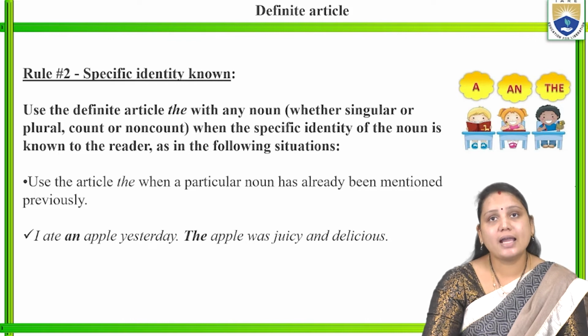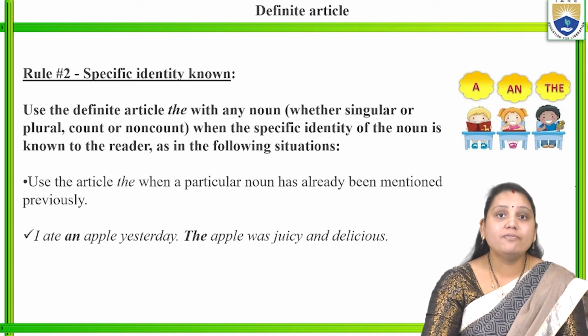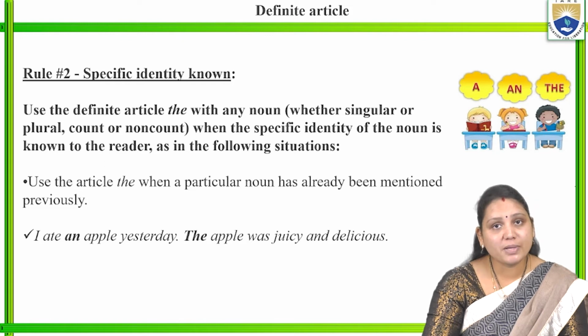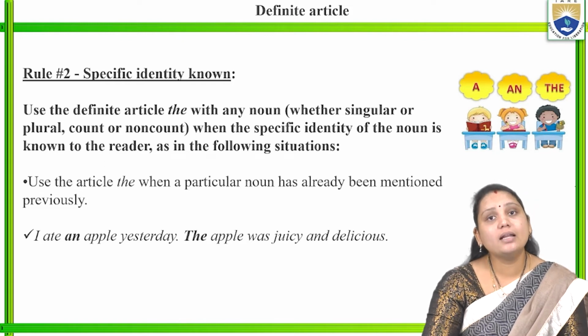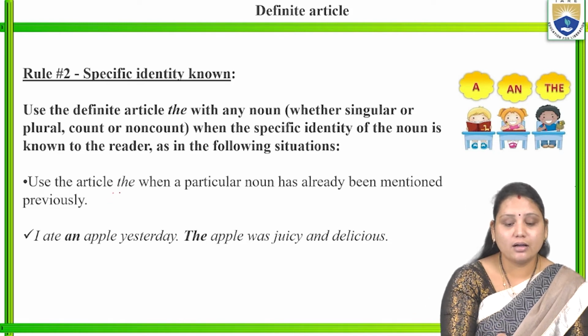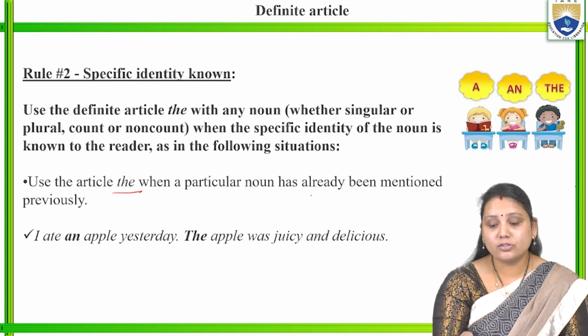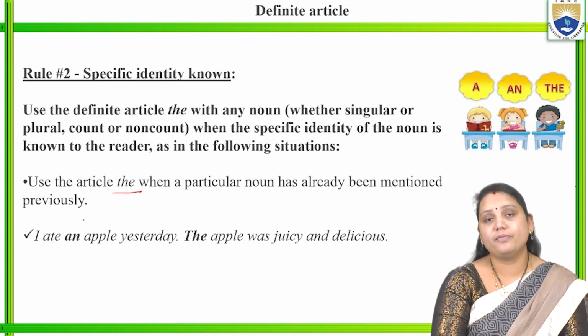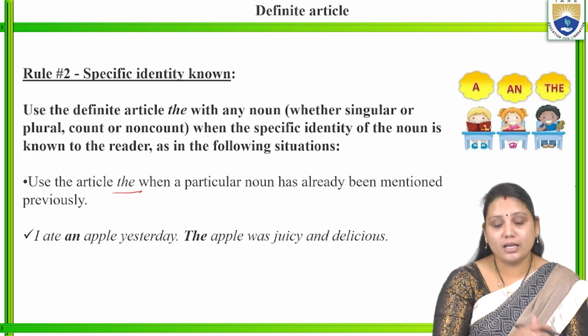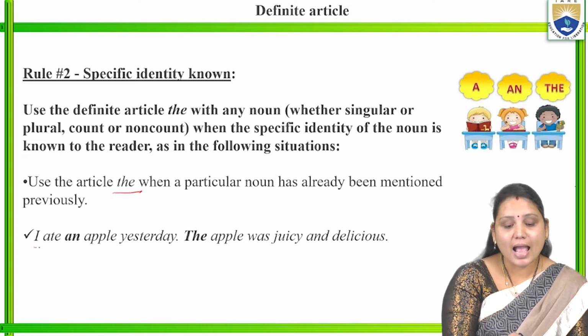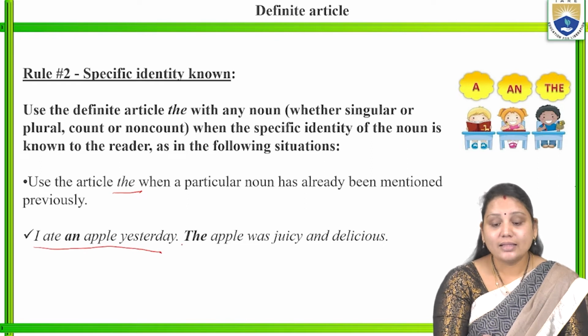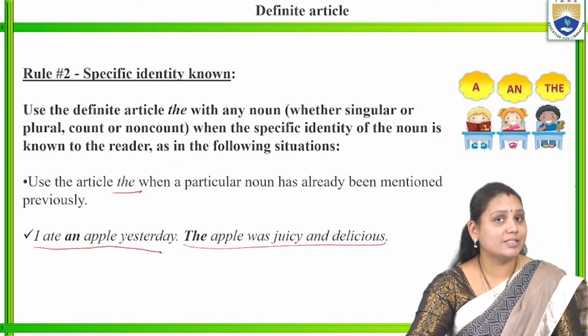Next, specific identity known. This is for the definite article. When you know the specific identity of a particular thing or person which is in the form of a noun, you are going to use the. Use the article the when a particular noun has already been mentioned before. When it is mentioned already before, you are going to use the. Okay, when it is specified. Let us relate here with an example. I ate an apple yesterday. The apple was juicy and delicious.